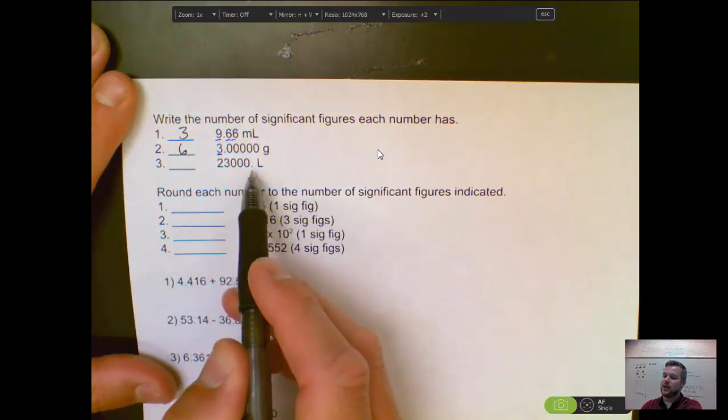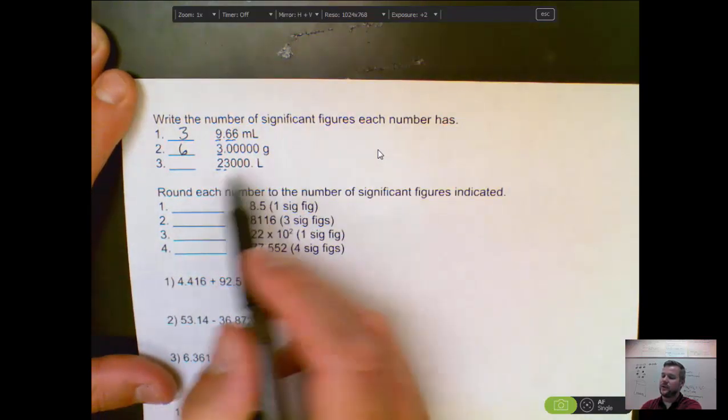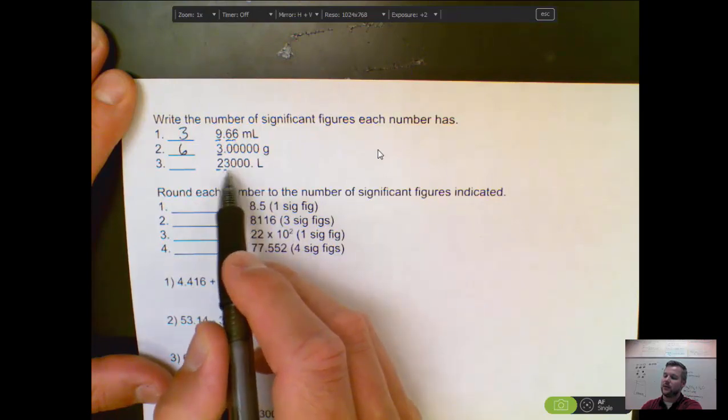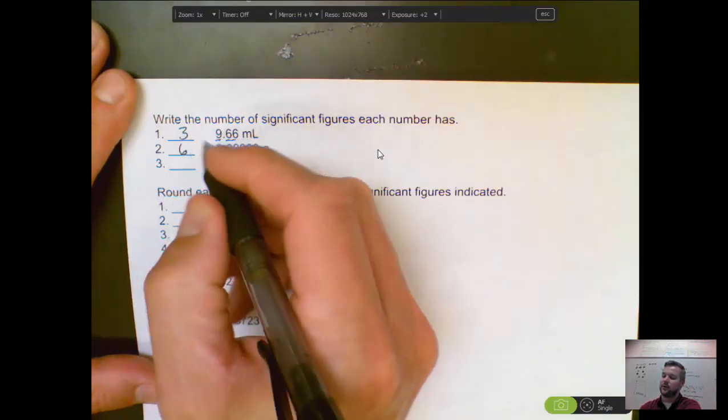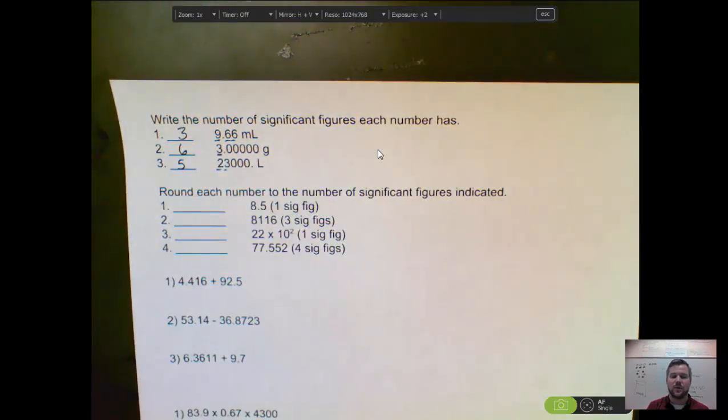The 23,000, the 2 and the 3 automatically count. No sandwich zeros, but there are 3 to the right-hand side of a non-zero, and I see a visibly drawn decimal point. That makes 5. So notice it doesn't matter where that decimal point happens to be, as long as it's in that number and you can visibly see it.